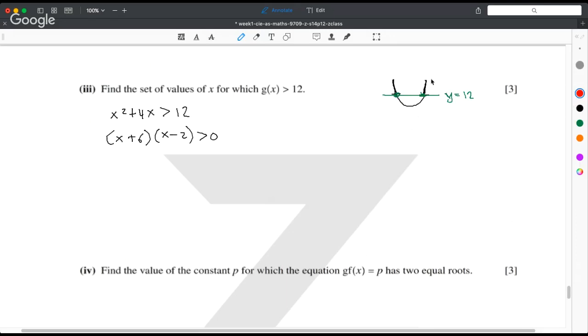So we see that g of x can be greater than 12 in this direction and in this direction. So that means that, sorry, this is minus 6 and this is plus 2. So x must be greater than 2, or x must be less than minus 6. You can't write that in one phrase because it's not continuous.